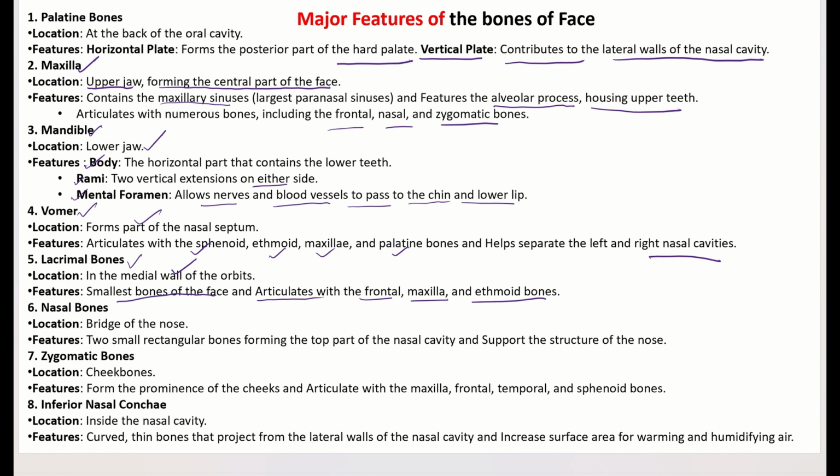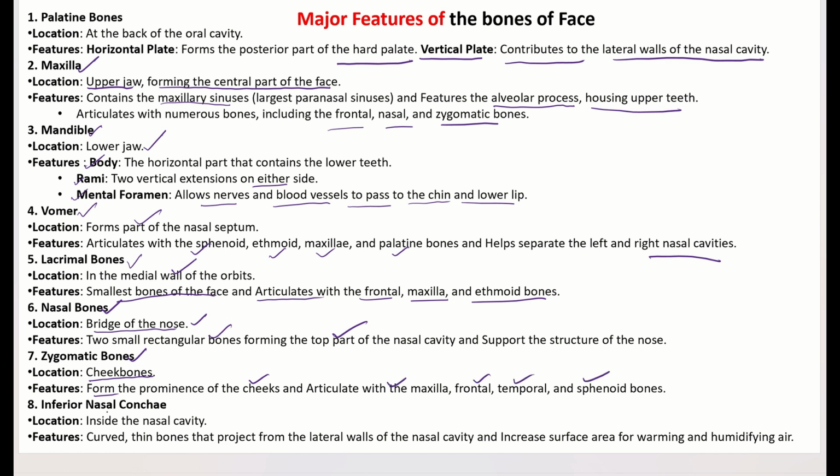The sixth bone is the nasal bone, and it is the bridge of the nose. They are two small rectangular bones forming the top part of the nasal cavity and supporting the structure of the nose. The seventh bone is the zygomatic bone, the cheekbone, and it forms the prominence of the cheeks and articulates with the maxilla, frontal, temporal, and sphenoid bone.